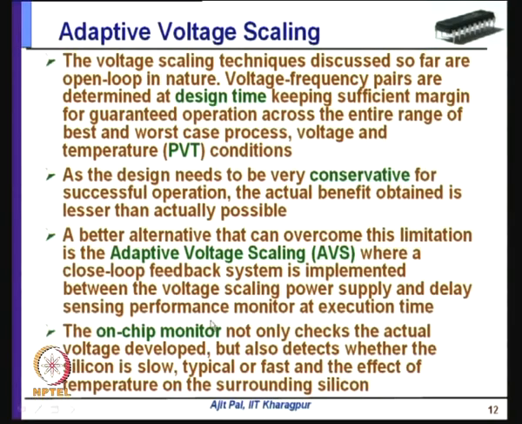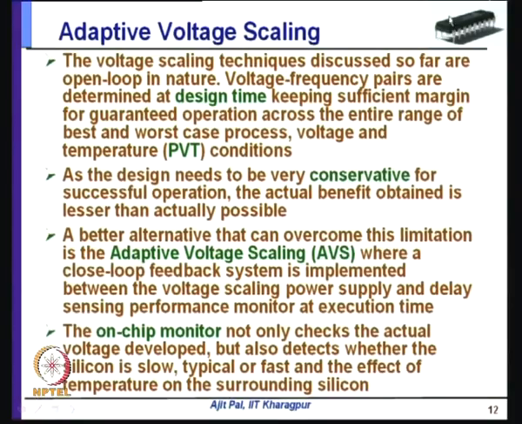So, at run time it does the monitoring under these process, voltage and temperature conditions, and it controls the voltage and frequency to optimize the reduction in power dissipation, and that is the reason why among the supply voltage scaling techniques, adaptive voltage scaling gives you the best reduction in energy. However, it is much more complex, and you require an on chip monitor, some extra hardware within the chip.